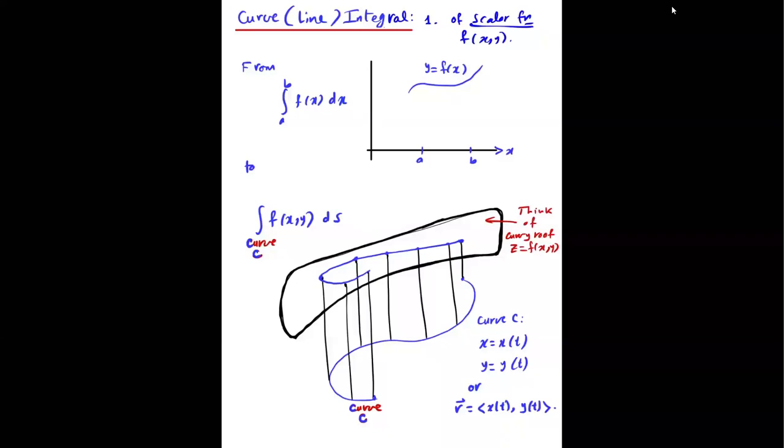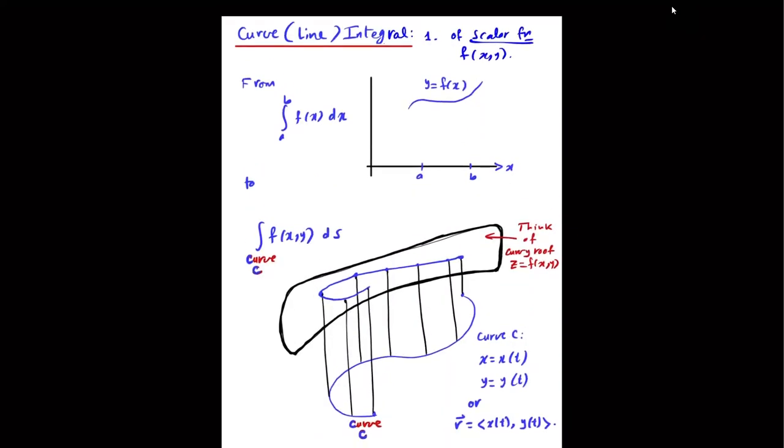What are we used to integrating? We are used to this integral, f of x dx from a to b. A to b is the interval on the real line. F of x is a function of x, integrated with respect to x from a to b. Today we'll study a generalization of this.